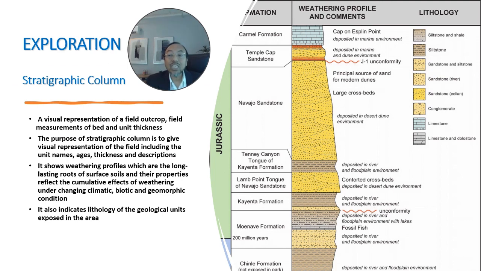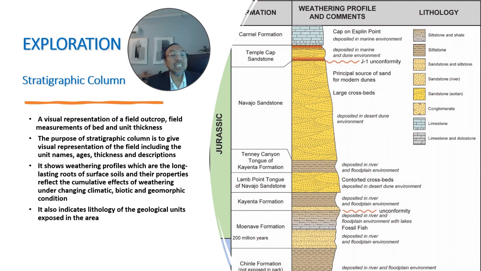The last part of exploration I want to share with you is the stratigraphic column. A stratigraphic column is a visual representation of field outcrop, field measurements of bed and unit thickness. The purpose of a stratigraphic column is to give a visual representation of the field, including the unit names, ages, thickness, and descriptions. It shows weathering conditions and weathering profile, which are the long-lasting roots of surface soils, and their properties reflect the cumulative effects of weathering under changing climatic, biotic, and geomorphic conditions.